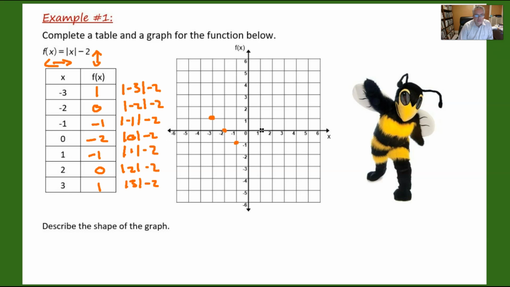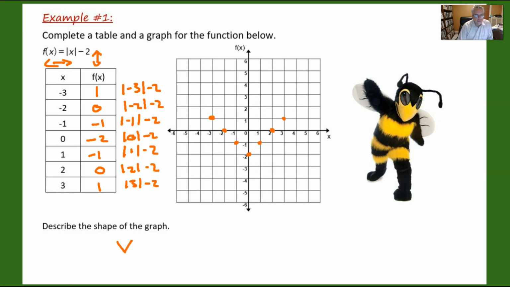At x equals 0, which is right here, we're going to go down 2. At x equals 1, we're going to go down 1. At x equals 2, we're at 0 again. And at 3, we're at 1. So the shape of the graph is a V shape.